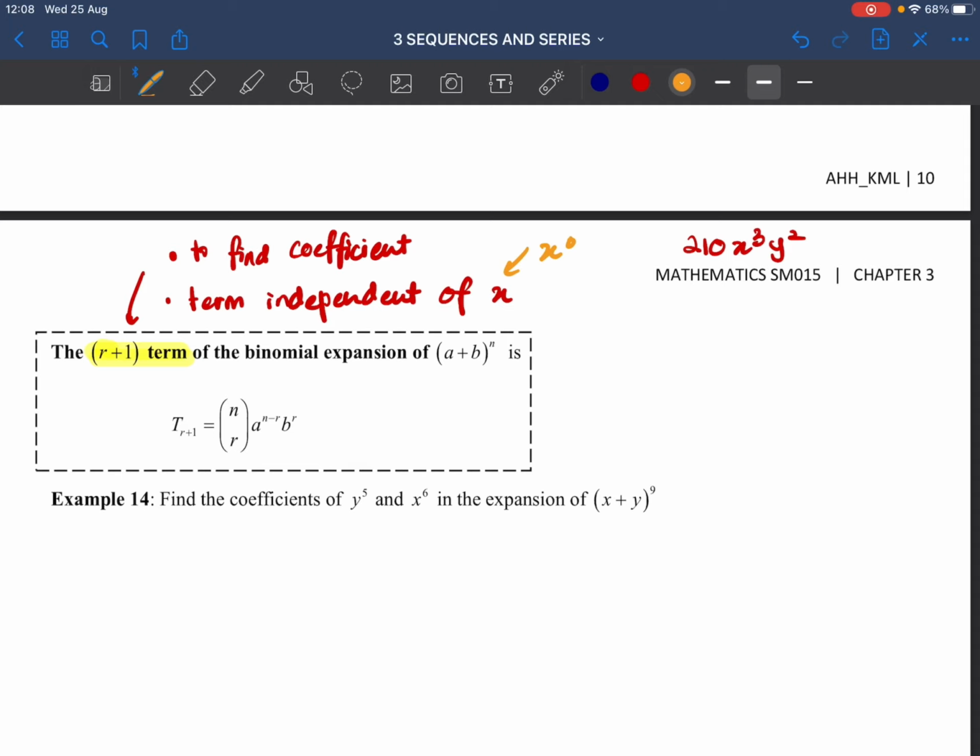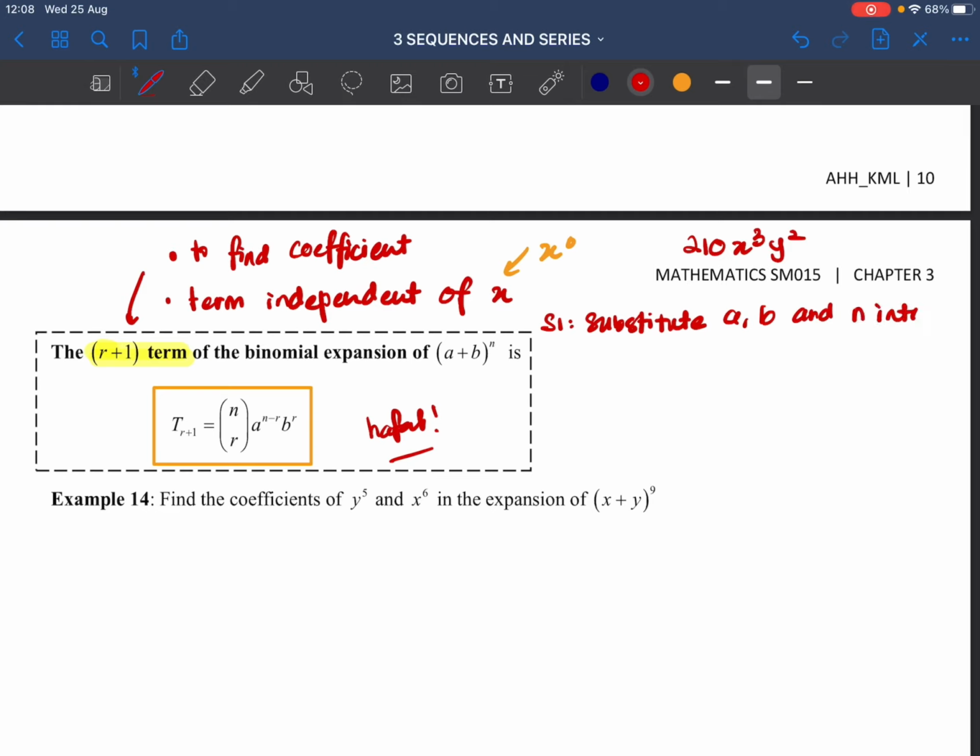Okay, so there is 3 steps how to use this formula. Okay, so you can see here is the formula. Tr+1 is equals to nCr a to the power of n minus r, b to the power of r. This formula is not given in the exam, so please memorize. Okay, so there is 3 steps. First, you have to memorize the formula. The first one is we have to substitute your a, b and n into Tr+1 formula. Okay, so we have to memorize the formula lah.